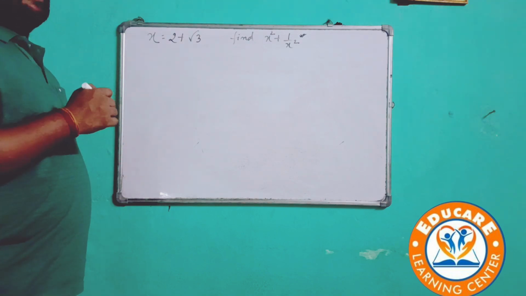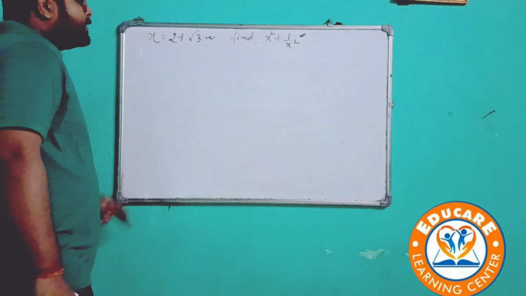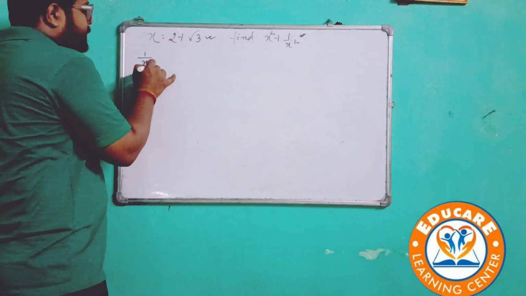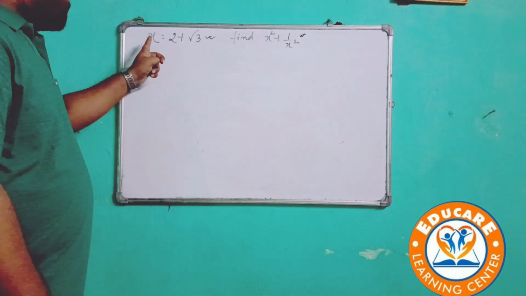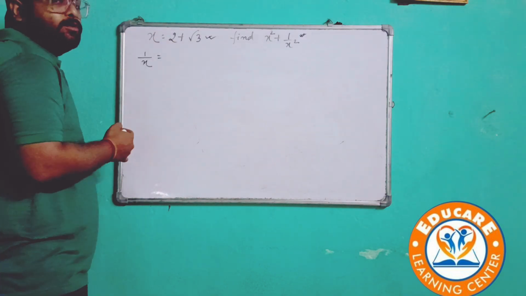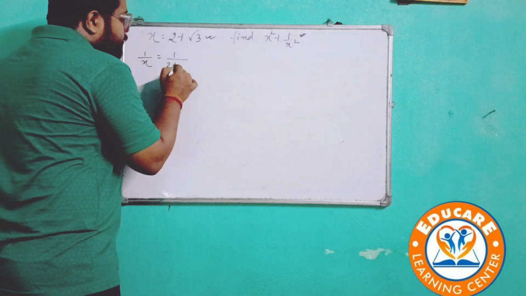Now for solving this kind of question, since our x is already given, that is 2 plus root 3, the first step is we need to find 1 by x. If the value of x is 2 plus root 3, the value of 1 by x would be 1 by 2 plus root 3.